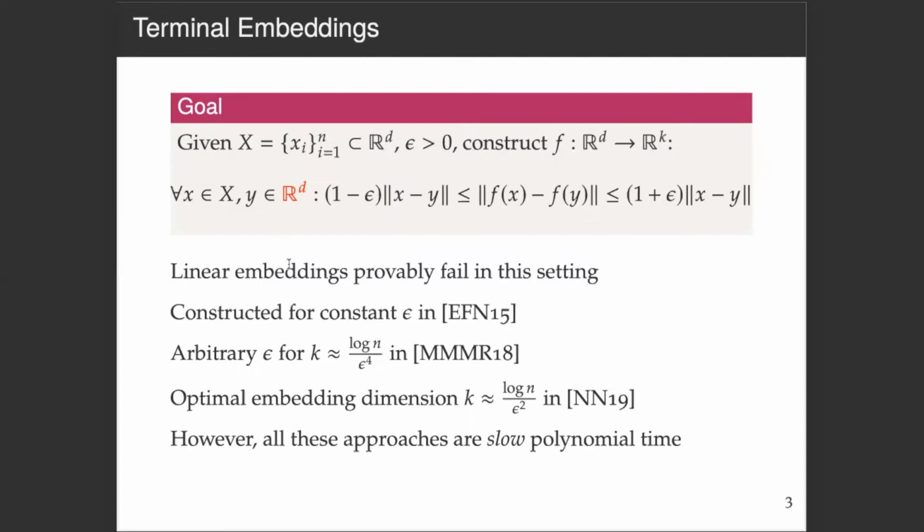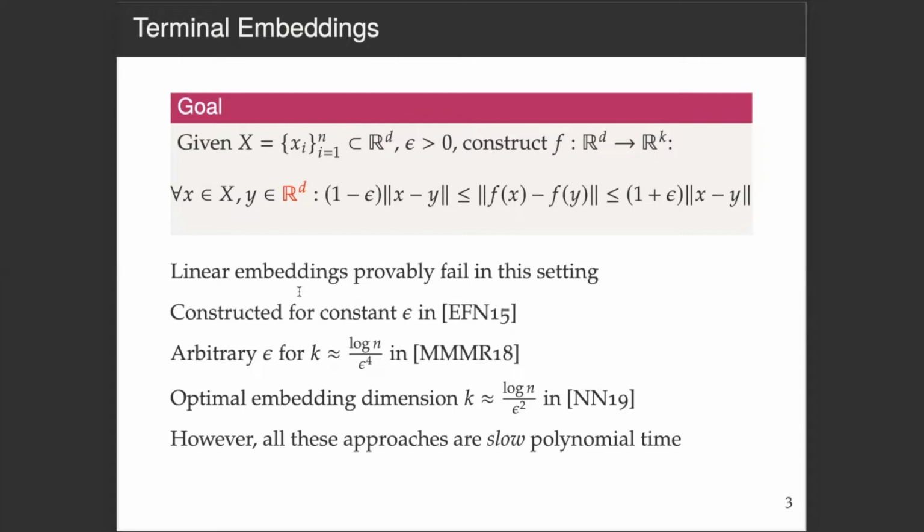In this setting, one can show that linear embeddings provably fail. So in particular, one could simply pick Y to be orthogonal to the rows of the embedding matrix, in which case the embedding would not resolve points that could be arbitrarily far away in the null space of phi. However, these embeddings are known to exist.